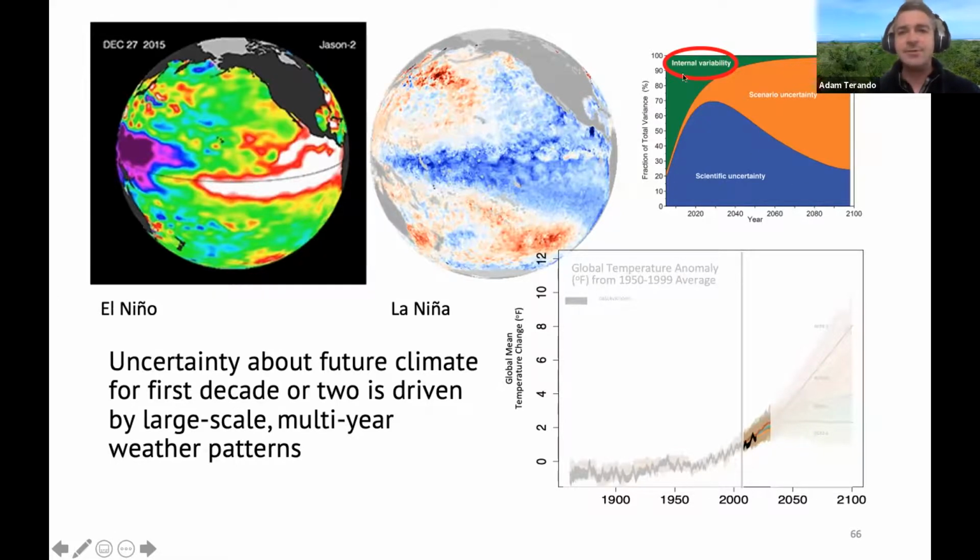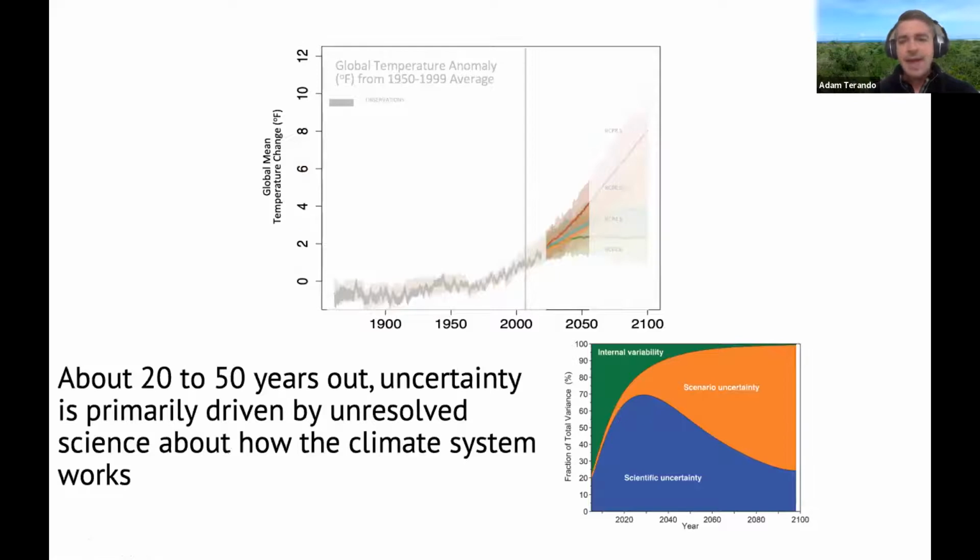So for that first decade or two, most of the uncertainty is driven by this internal variability of the climate system. As you move into about 20 to 50 years out, the uncertainty is primarily driven by our unresolved scientific questions about how the climate system works. How sensitive is the climate to adding gigatons of carbon to the atmosphere every single year, which is what we're doing? So in a sense, humans are performing this grand experiment, which we'll only really find out the answer to as we move through time. But our climate models are our best guess, our best representation of what we know about how the climate system will respond to that. But there's still uncertainty. We haven't figured that out completely.